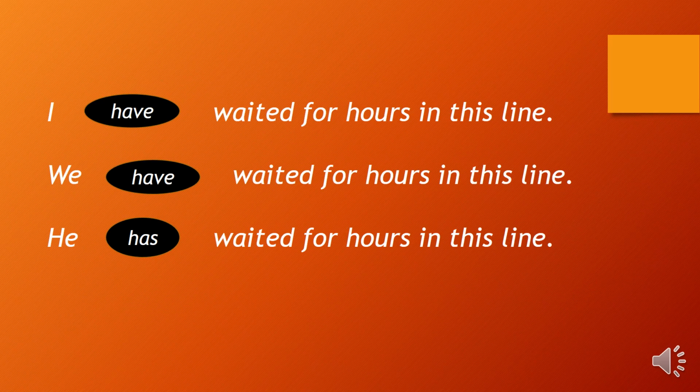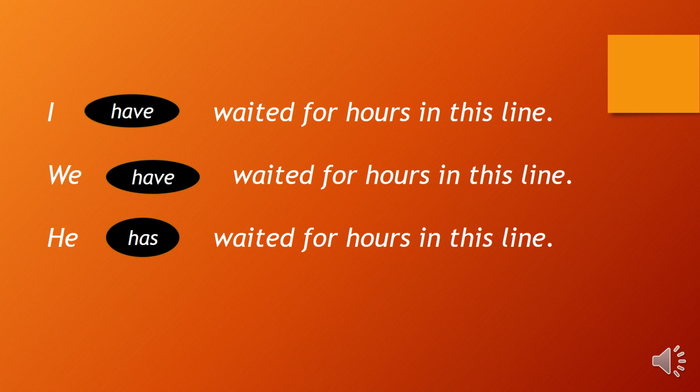Here are other examples. The first one is I have waited for hours in this line. So our subject here is I, that is singular, and we use the verb have. So I told you a while ago that whenever we use the pronoun I, it must be followed by the plural verb have. You cannot say I has waited for hours in this line. It should always be I have.